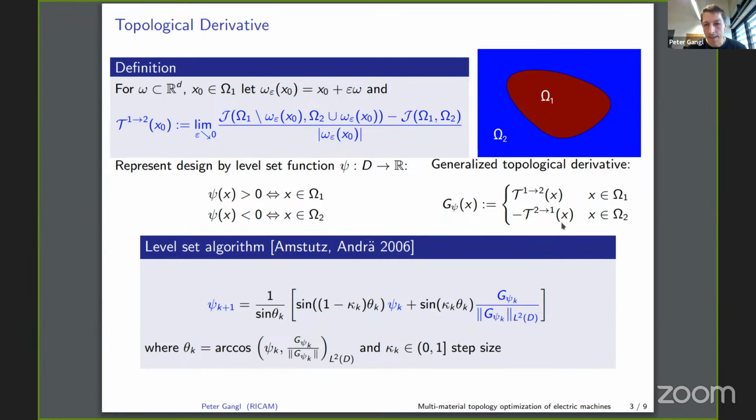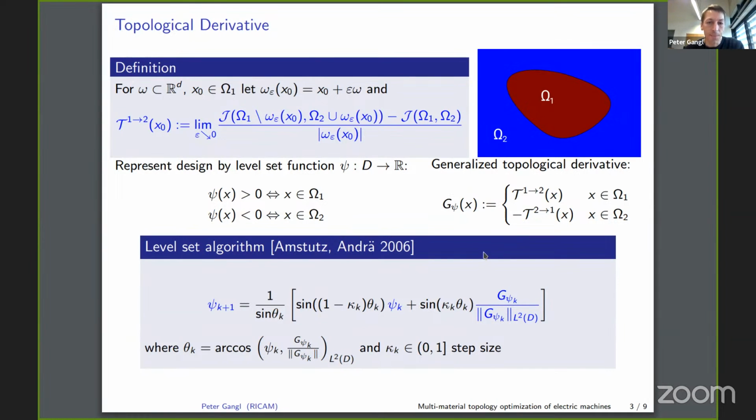And the idea of the algorithm is to define something that we call the generalized topological derivative, which is just T12 in one subdomain and negative T21 in the other subdomain. This minus sign is important here. And if you have defined this, then you can just get your next update as a combination of the current level set function and a scaled version of this generalized topological derivative. You can run this until some optimality condition is satisfied, which is related to the angle between the level set function and the generalized topological derivative. Okay, so far so good.